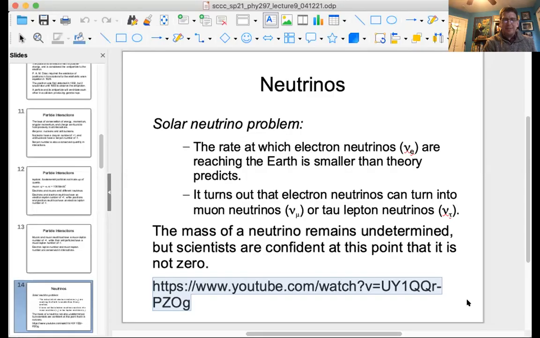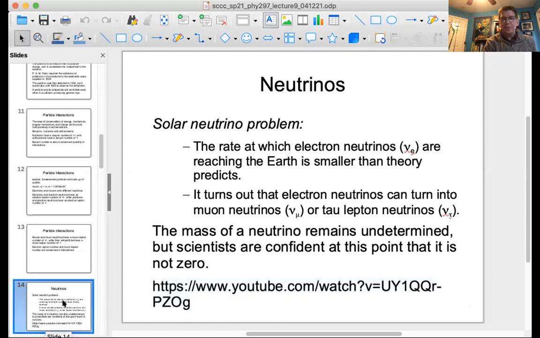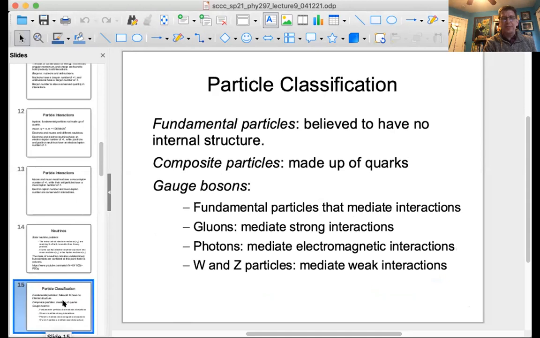Okay, getting back to our slide. So that's a pretty fair analysis of the state of how things are with neutrinos right now.